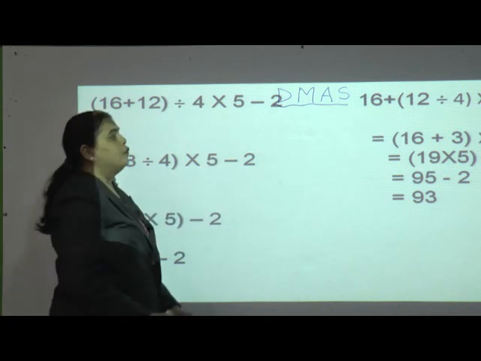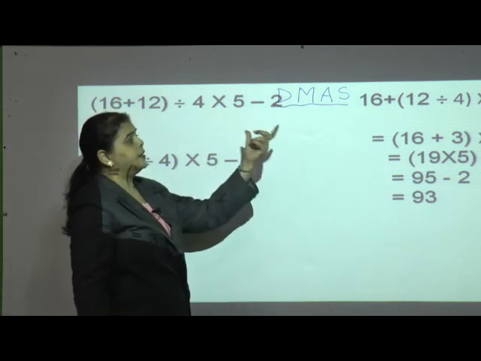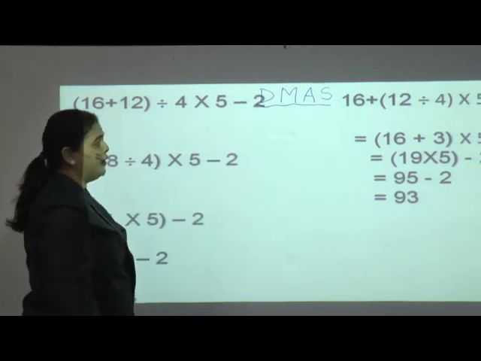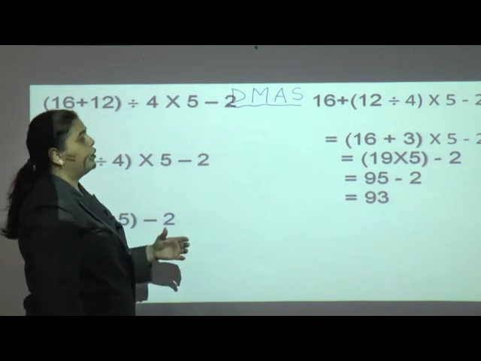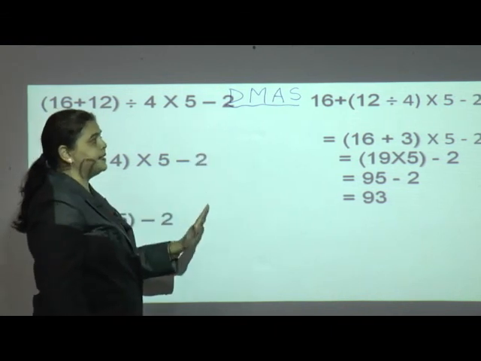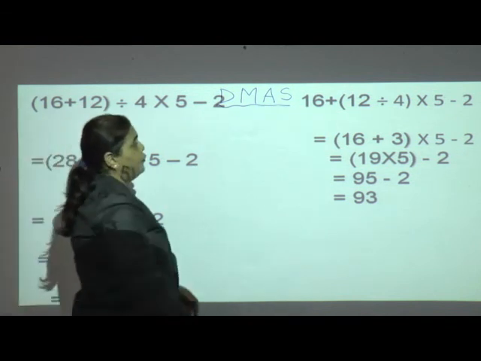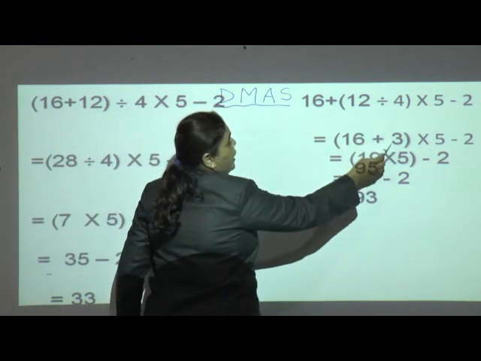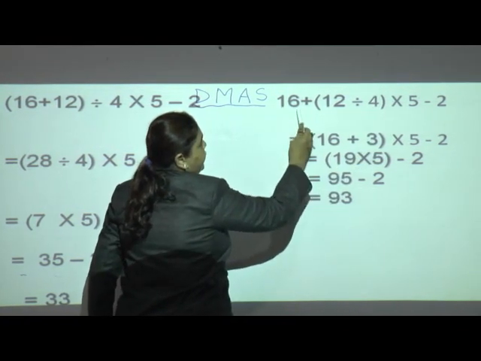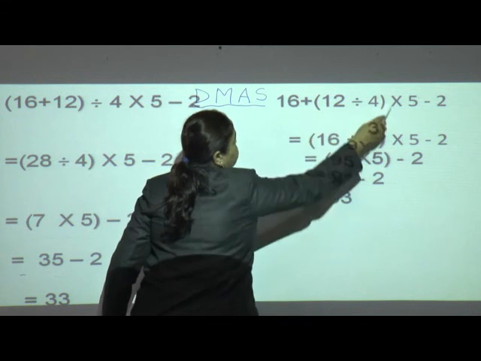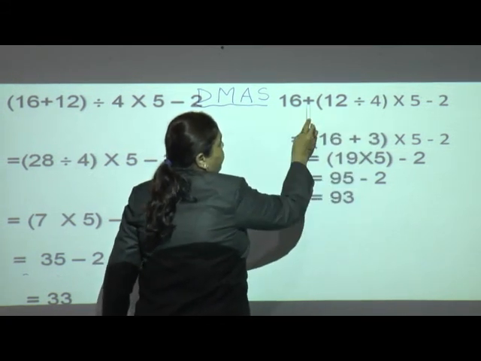Another example which is already given here: 16 plus, now we are having something in a bracket that is in the form of a division, multiplied by 5, minus 2. So what I will do? I will write 16 as it is because we have to solve the bracket first. So 12 divided by 4 is how much? 3. Yes, 4 3s are 12. 16 I had written as it is. I have to solve the bracket first, so I had solved the bracket. I got 3 here. I am having addition.